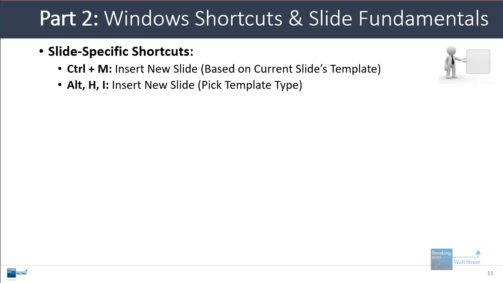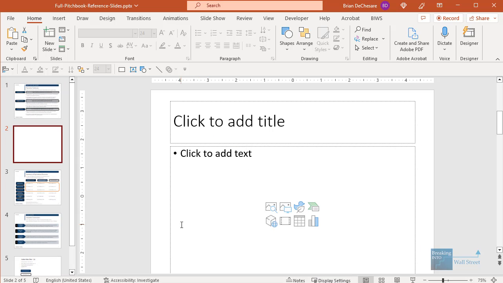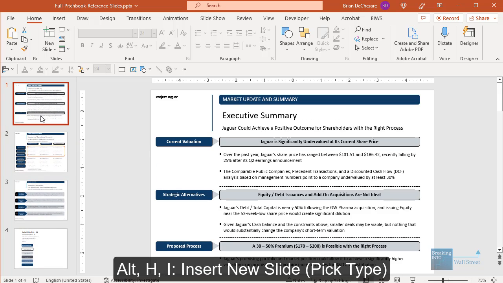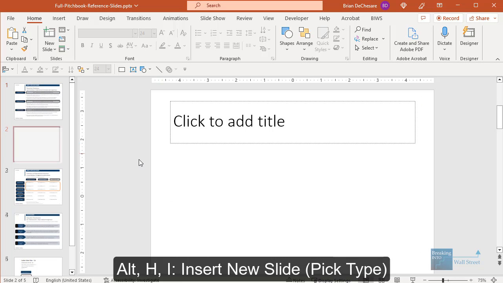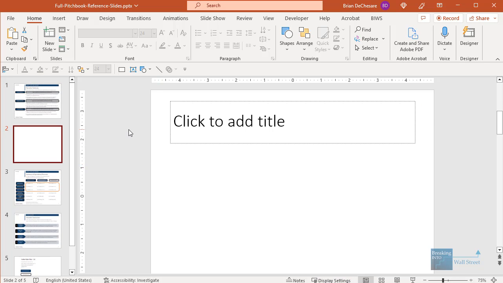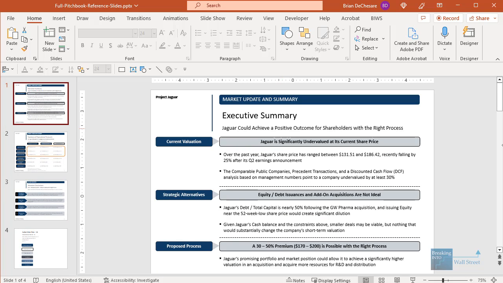So if I go back to this presentation and I go here and I press Control M, I get another slide that uses effectively the same template as this first one here. It looks a lot different, but it's using the same template. Whereas if I press Alt H-I, now I get this choice. Do I want a title and content slide, a two content slide, a title only slide, a picture with caption slide? So I can select exactly the type of layout or template that I want to use. I will press Control Z to undo this because I don't actually want either of those for right now.